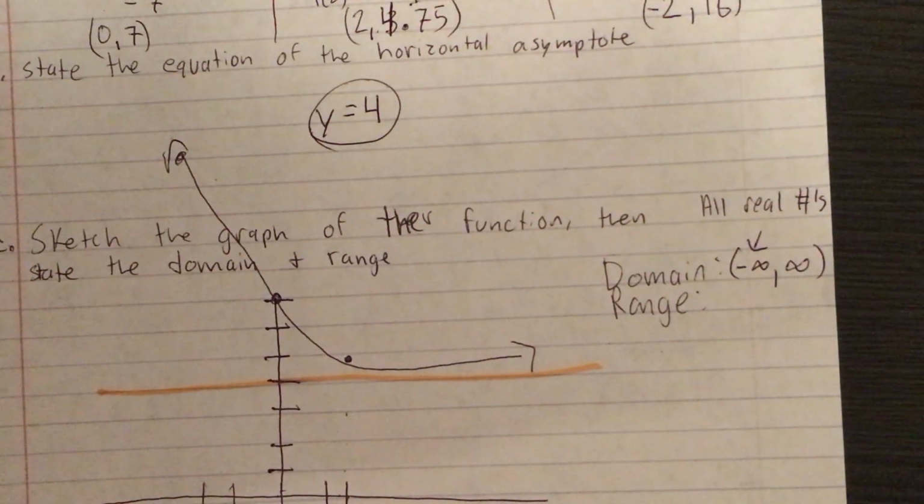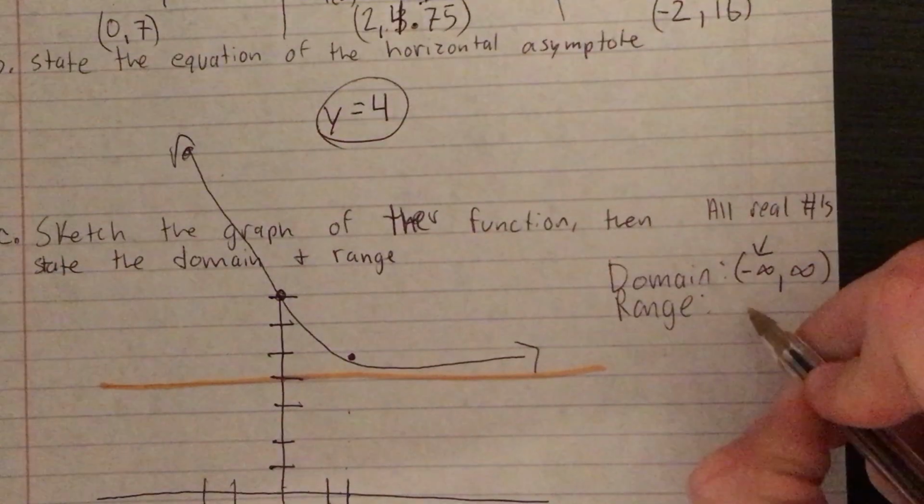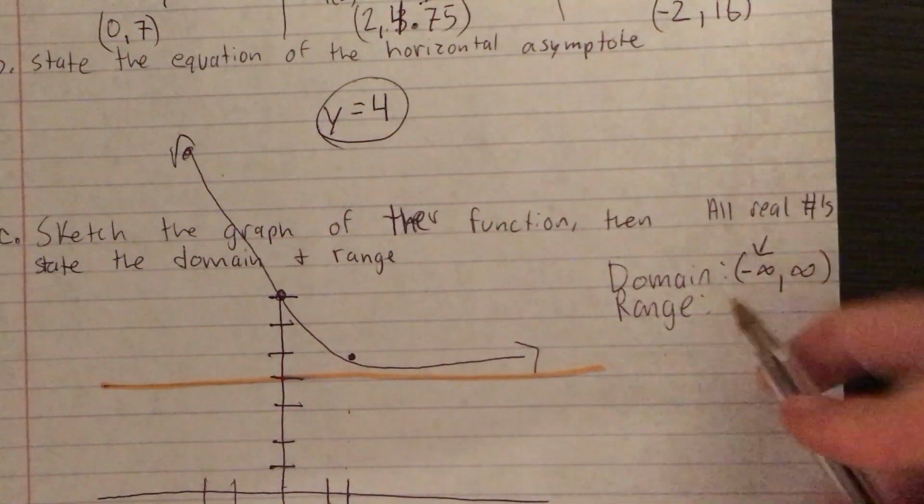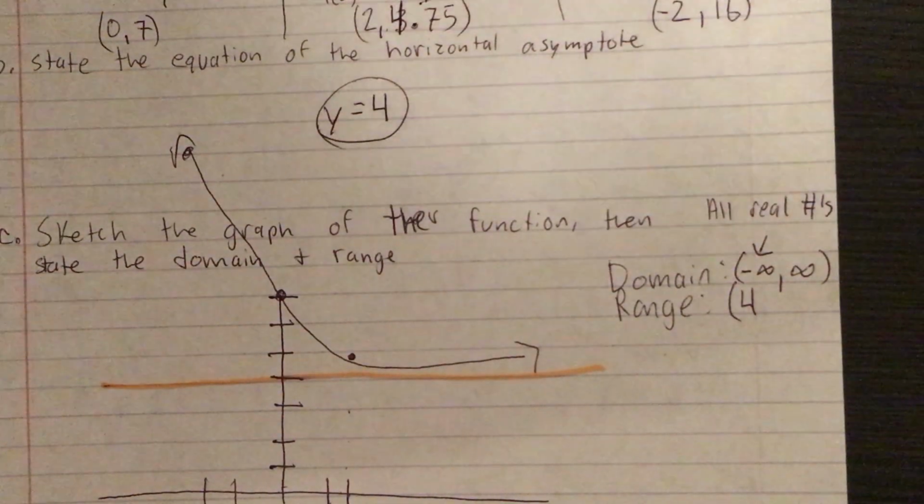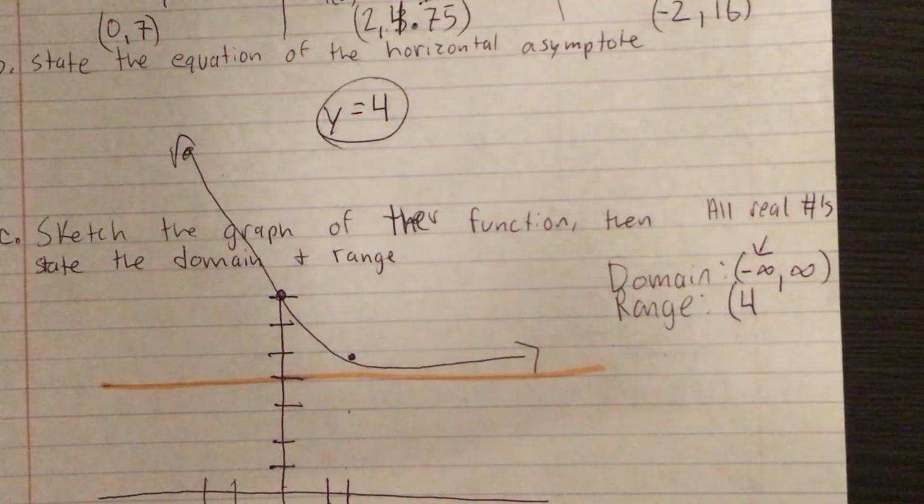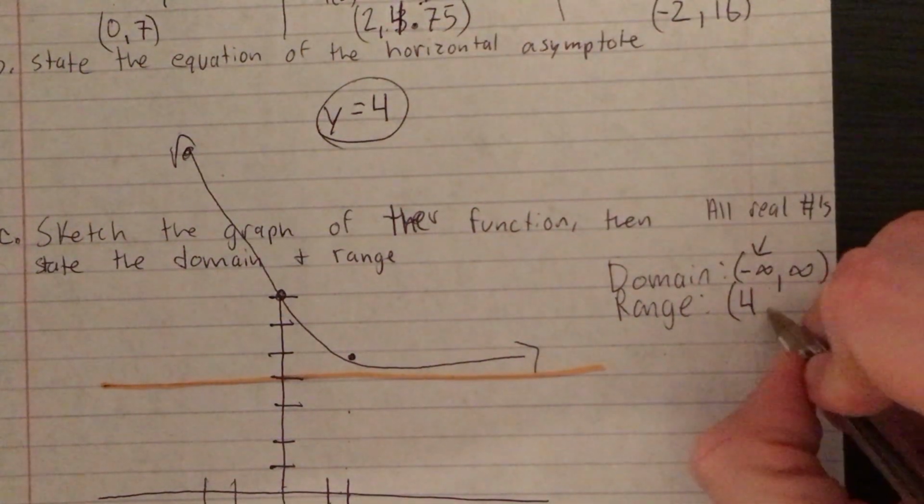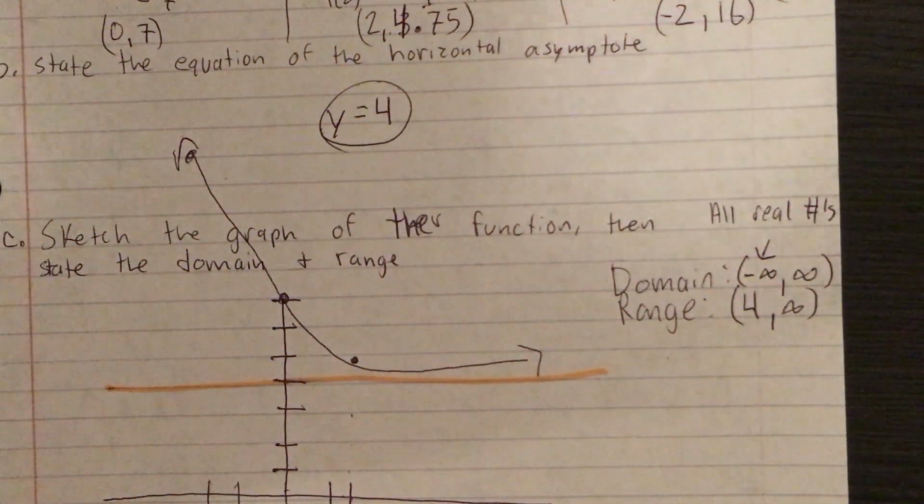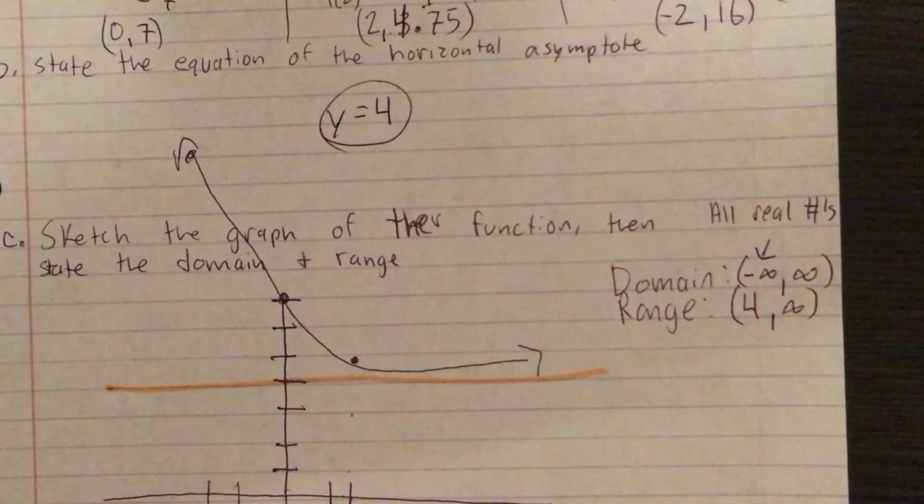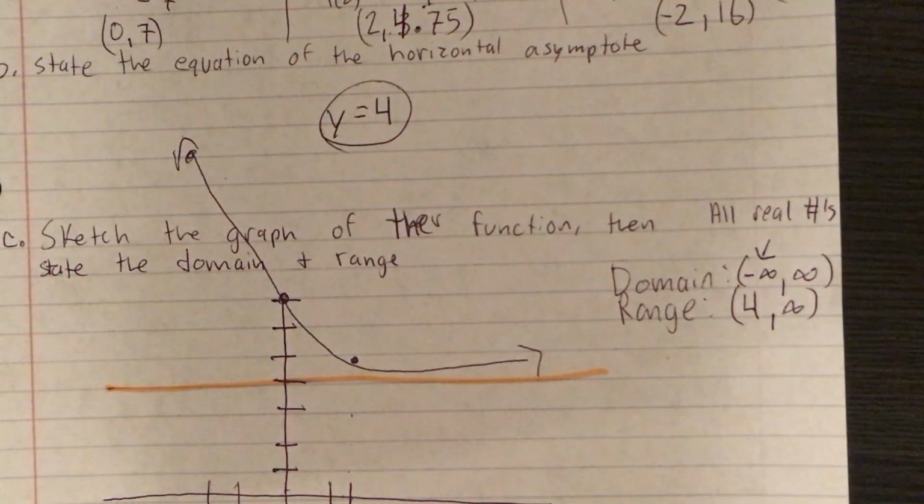And then the range here, the lowest that this thing can go is the y value of 4, but we're not going to include that. The asymptote doesn't allow us to. And then the highest this thing goes is infinity. So that, in a nutshell, is exponential functions for today.